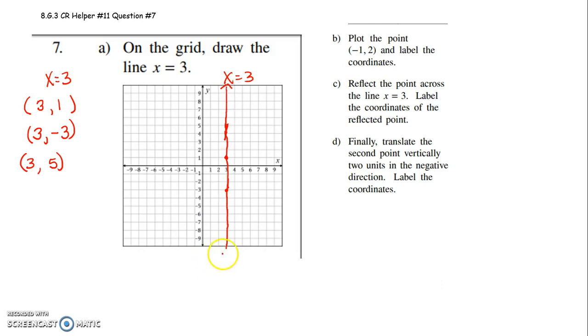You can even put arrows at both ends. It's going to continue on. So that's the line x equals 3. When it says x equals, it's actually going to be a vertical line.